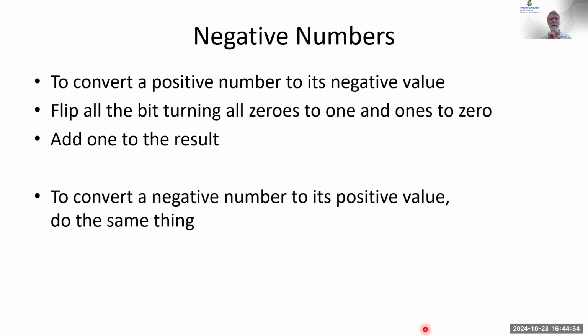To convert between them, it's pretty simple. If you have a positive number and you want to make it negative, you write it out in binary, flip all the bits, change all the ones to zeros and zeros to ones, and then add 1. And that'll give you the negative number. Same process for converting back. If you have a negative number in binary and you want to figure out what it is as a positive number, you simply flip all the bits and add 1.